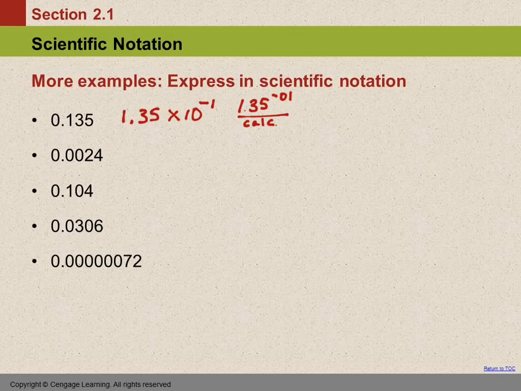So 0.0024. That's going to be 2.4 times 10 to the something, right? So we look at that, we move the decimal point 1, 2, 3 places, times 10 to the 3. And then we ask, is that a big number or a small number? It's a small number, minus 3. 0.104 becomes 1.04 times 10 to the, and we moved it 1 place, times 10 to the 1. It's a small number, so it has a negative exponent.